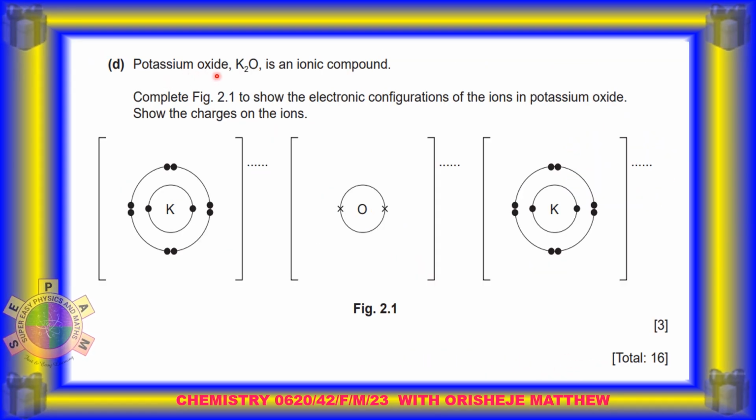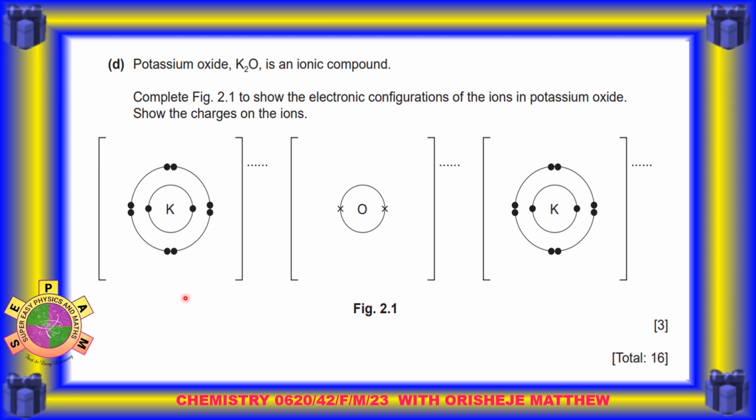Potassium oxide, K2O, is an ionic compound. Complete figure 2.1 to show the electronic configuration of the ions in potassium oxide. Show the charges on the ions.